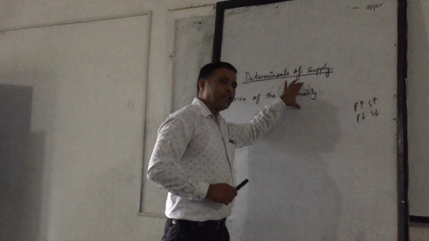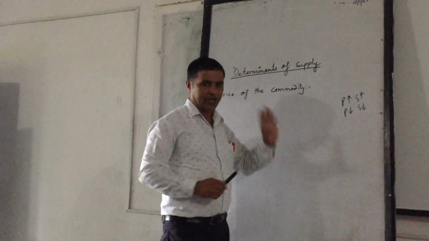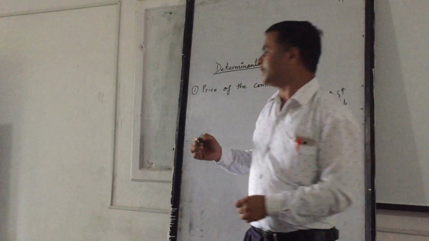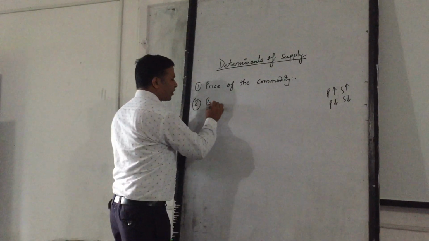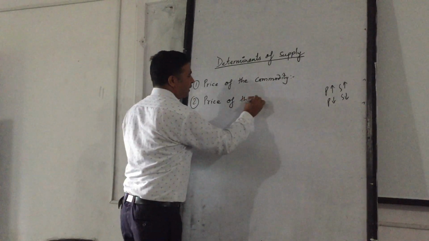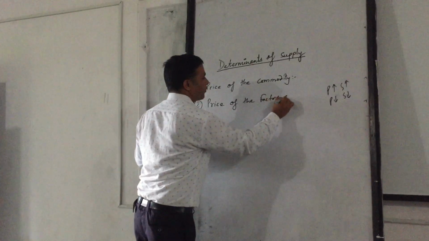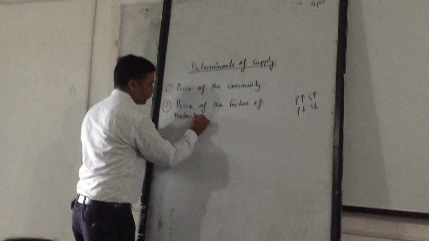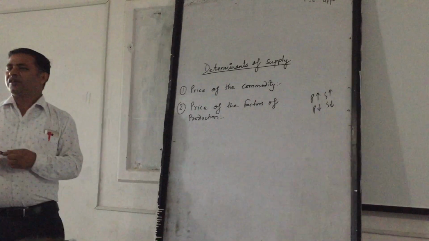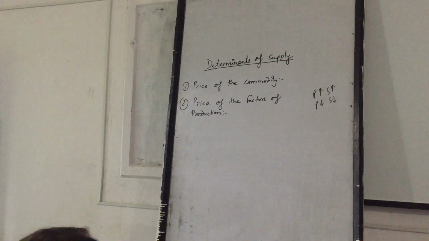I already told you that price of the commodity is one determinant that determines supply. Okay. Now another one is second point. Price of the factors of production. Second point is price of the factors of production.